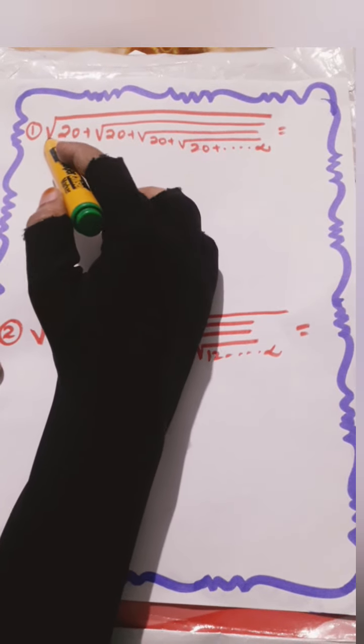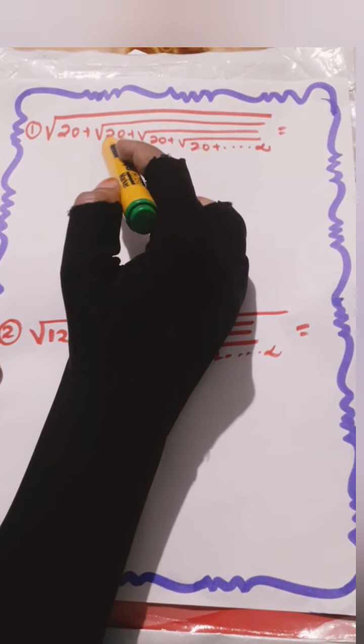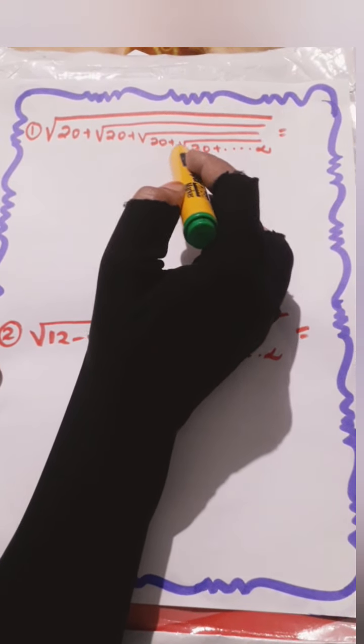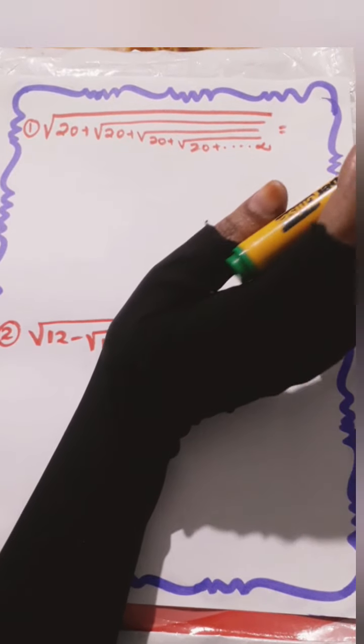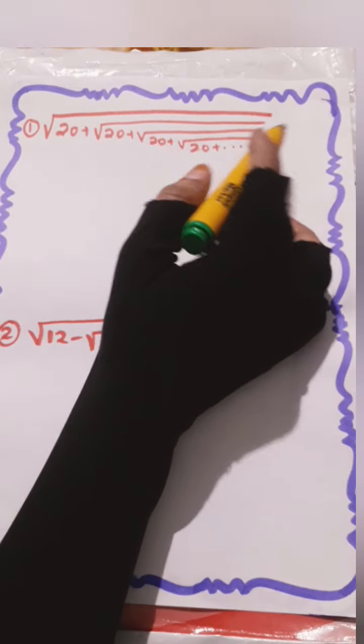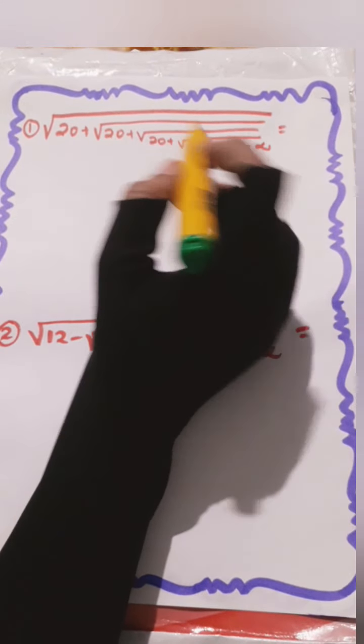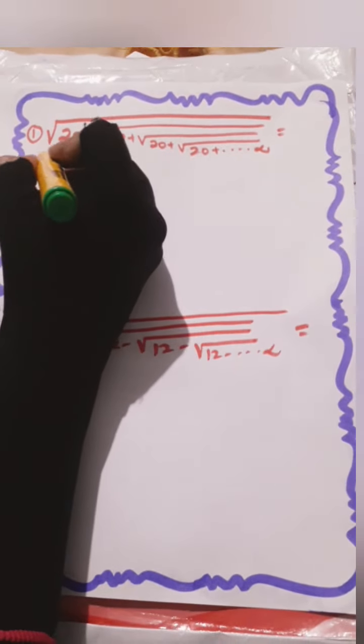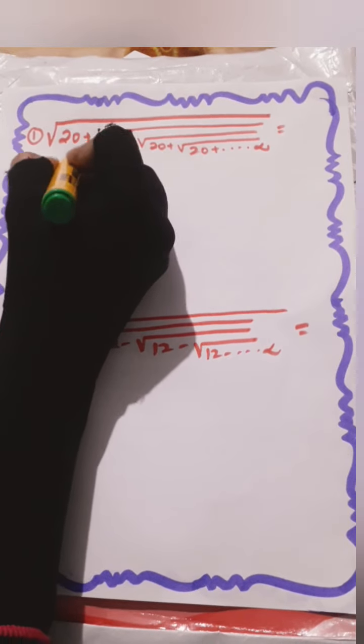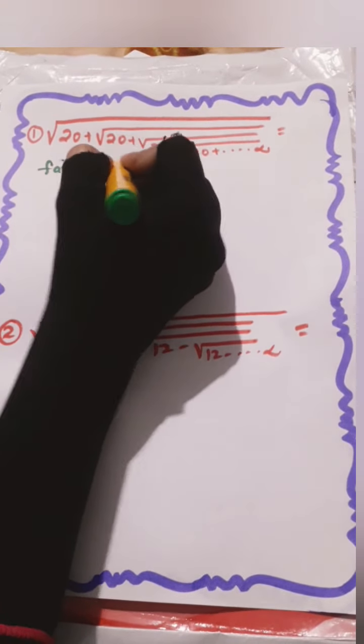See here. Under root of 20 plus under root of 20 plus under root of 20 plus under root of 20 plus dash dash dash up to infinity. So we have to find what is the answer. This is equal to how much we have to find. So to find this, first of all we have to find the factors. We have to add factors of 20. What are the factors of 20?